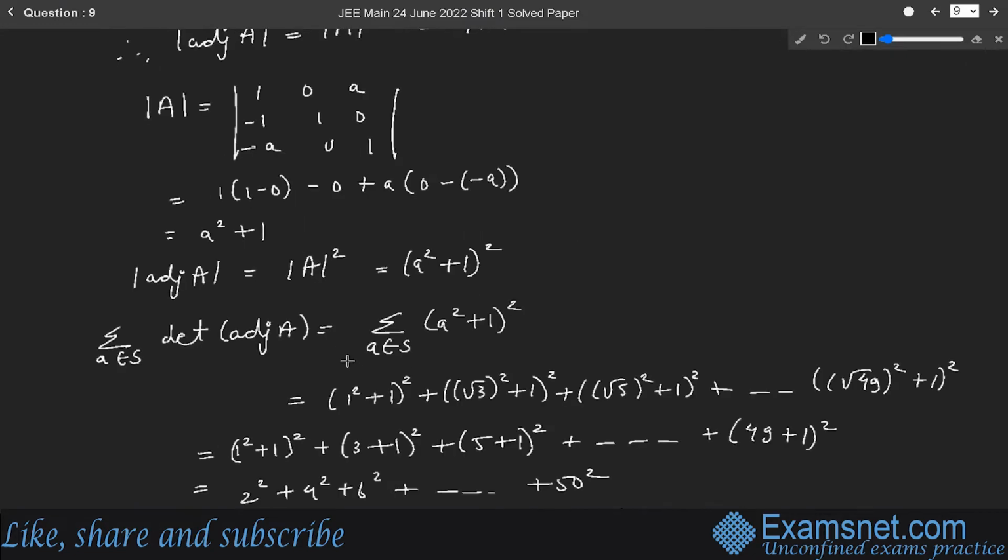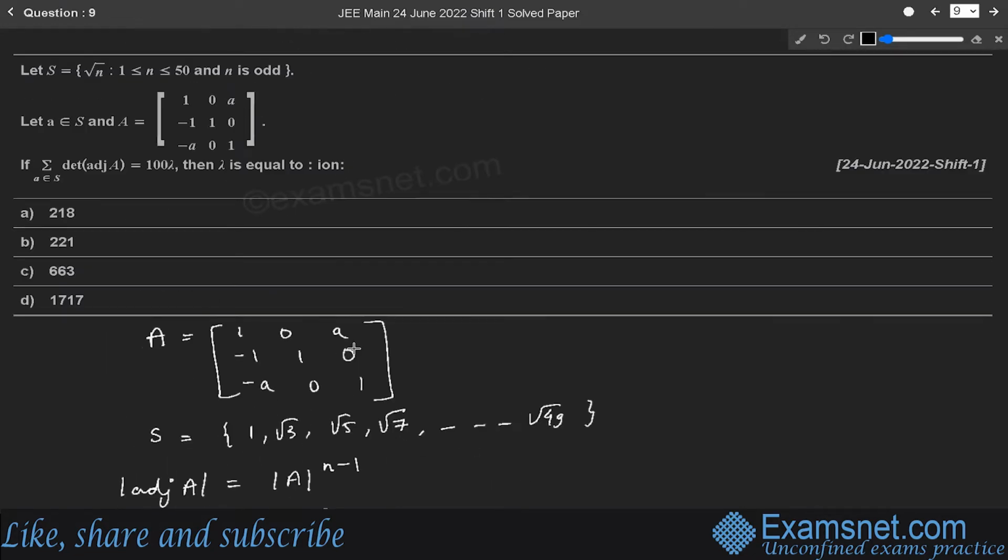Hence we can say that the required value for lambda is 221. So the correct option is option number B here.